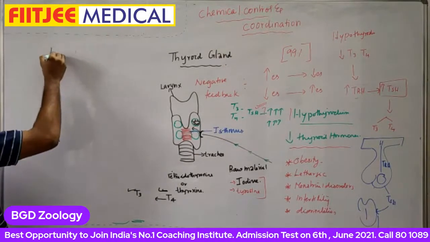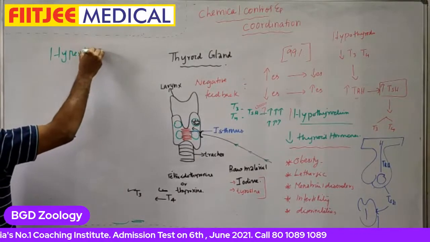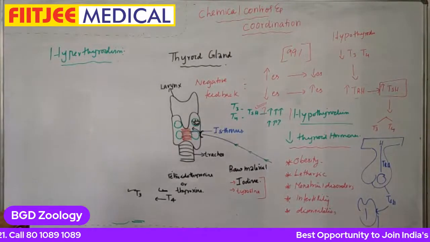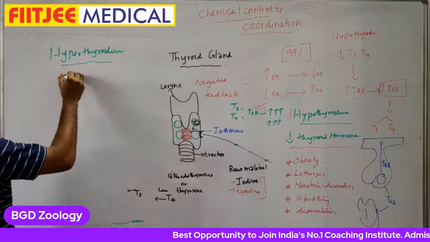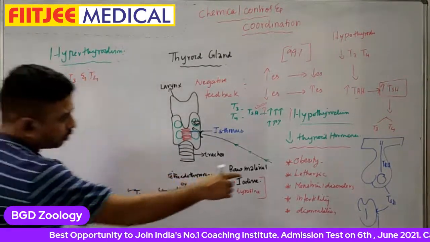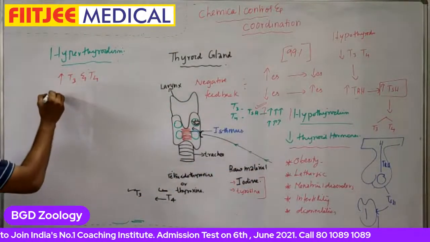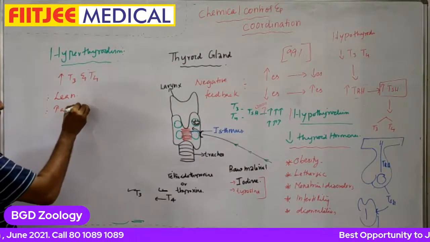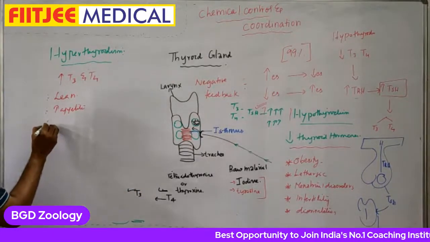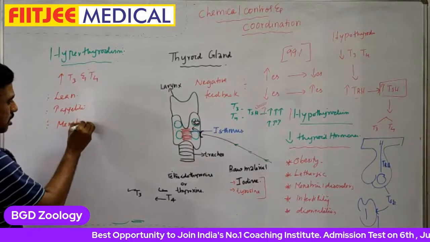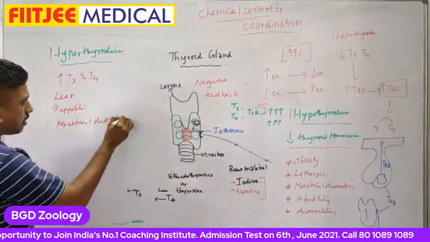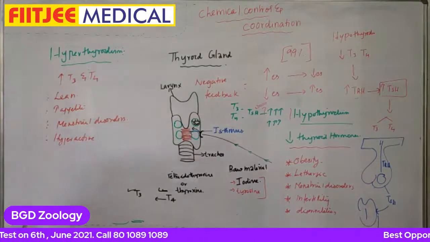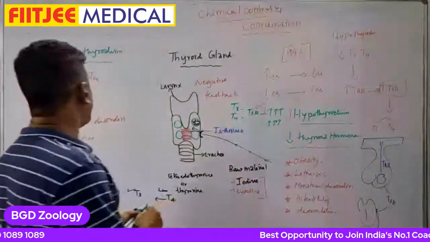So the next one is hyperthyroidism. During hyperthyroidism, T3 and T4 will be very high. So what will happen here? Instead of obesity, the patient becomes very lean, with increased appetite. Then you can see that menstrual disorder will still be there. Right. The patient will be hyperactive. These are some disorders or problems you may see in the case of hyperthyroidism.